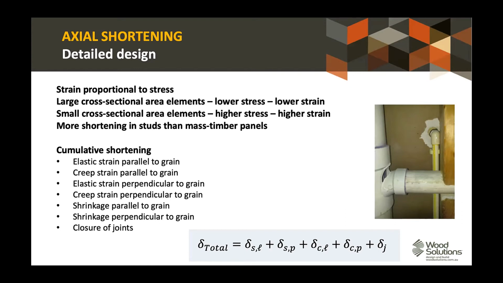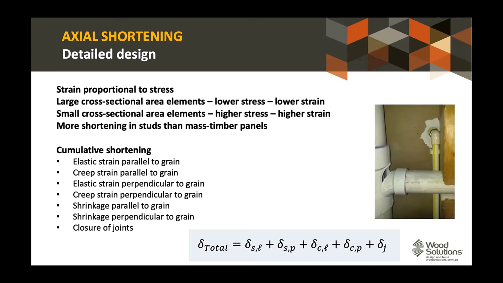And so the conclusion from that is that we get more shortening in stud frame construction than we do in mass timber panels, just because there's more material present in our mass timber panels. On the right there, you can see a classic, which is a piece of plumbing where, in an upper floor of a mid-rise building, the stud structure is shortened, the soil vent pipe hasn't, as it runs all the way up the building. There's not been enough clearance, and the stud has just sheared that connector off.